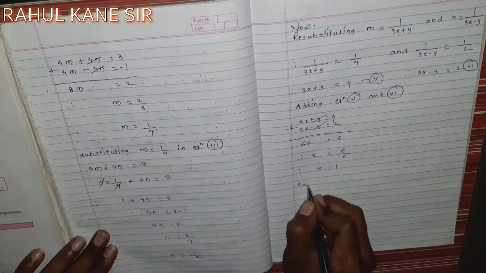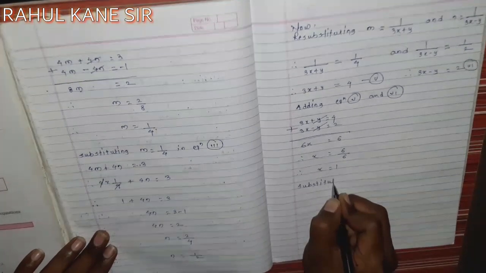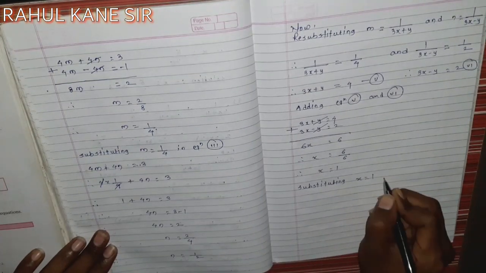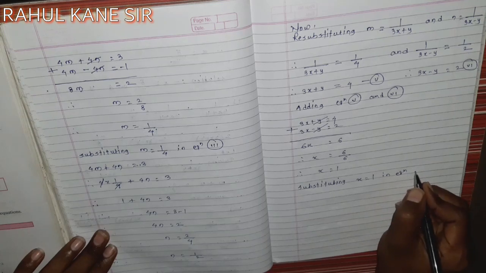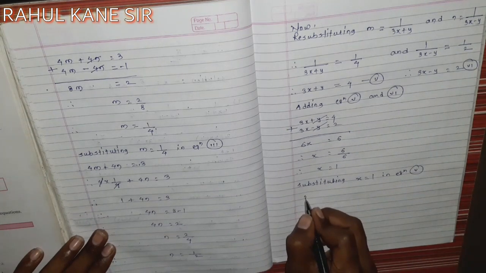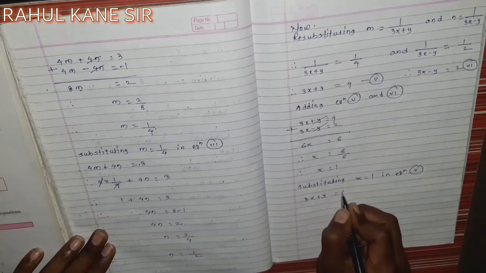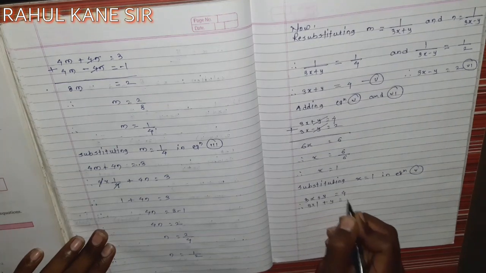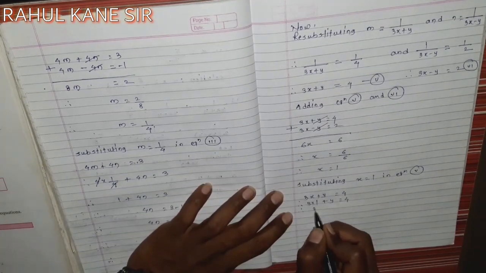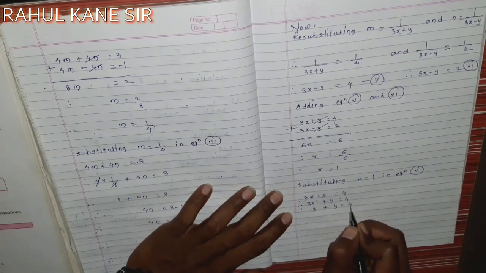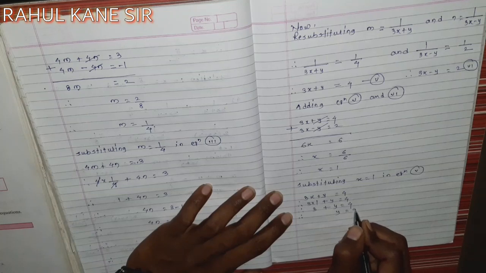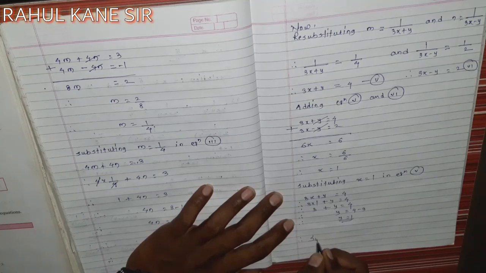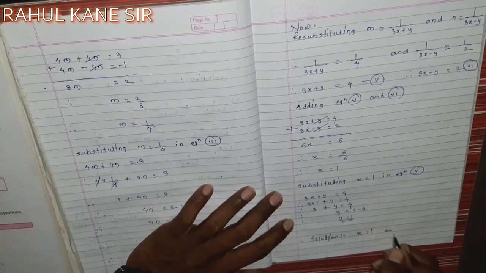Substituting x equals 1 in equation fifth, 3x plus y equals 4. Therefore 3 multiplied by 1 plus y equals 4. 3 ones are 3, plus y equals 4. Therefore y equals 4 minus 3. Therefore y equals 1. At the end we are going to write down the solution: x equals 1 and y equals 1.